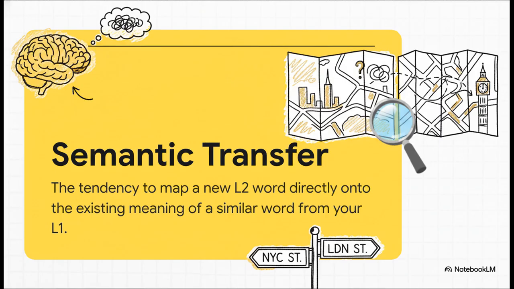When you see a new word in a language you're learning, your brain doesn't want to do all the hard work of building a new concept from the ground up. Nope. Instead, it just takes that new word and kind of slaps it onto the meaning of a word you already know from your first language. It's exactly like trying to use a map of New York City to find your way around London. I mean, sure, the basic idea of streets and buildings is the same, but the details are all wrong, and you're going to get lost fast.